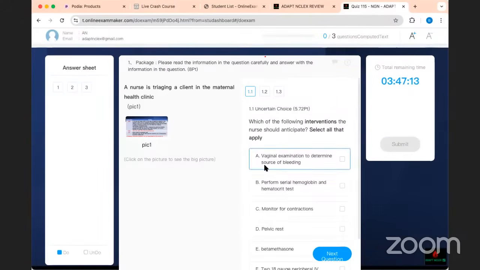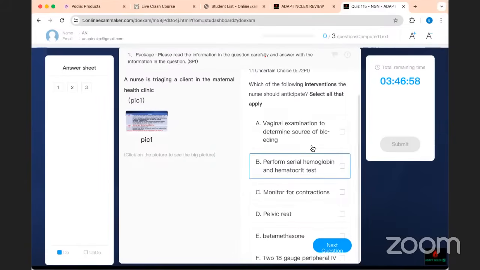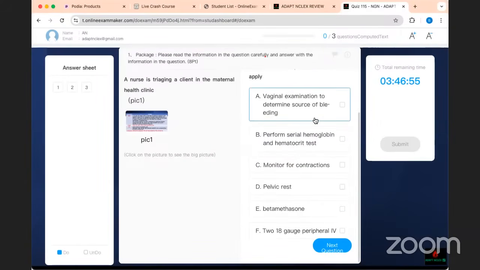So, which of the following interventions should the nurse anticipate? What do you think the doctor is going to do for this patient? The nurse should anticipate what? A vaginal examination to determine the source of bleeding, serial hemoglobin and hematocrit tests, monitoring for contractions, pelvic rest, betamethasone, and two 18-gauge peripheral IVs. Which of these should the nurse expect, based on the case I've given you?